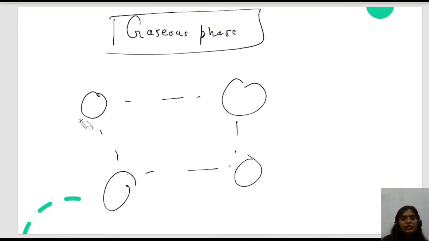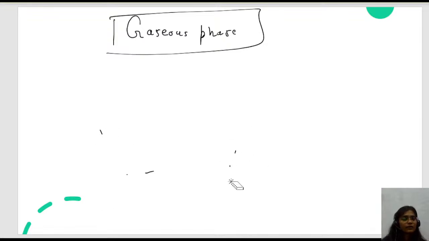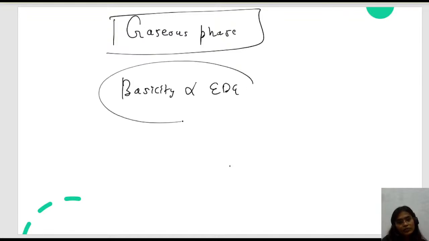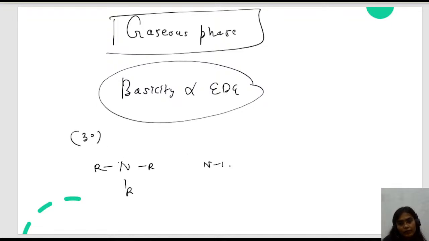So now, since we are discussing basicity, how about the basicity? Basicity is directly proportional to the electron donating concept, because what is a base? A donor, right? So let's talk about tertiary amine, secondary amine, primary amine, and then ammonia.